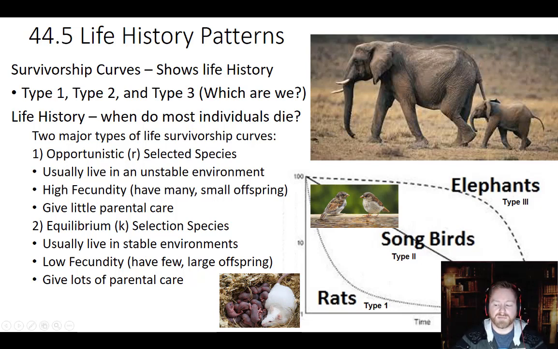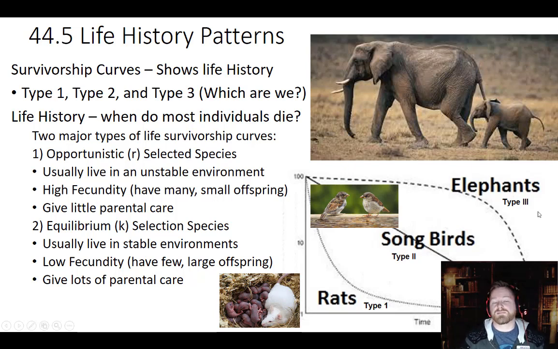over the course of their lives. Definitely not going to live forever, right? So nothing lives forever. So eventually they're going to die, but just when. With rats, it was pretty early in life they're most likely going to die. With elephants, it's the opposite. They tend to have a better chance of surviving because of all the parental care that they get. And songbirds are just halfway in between.